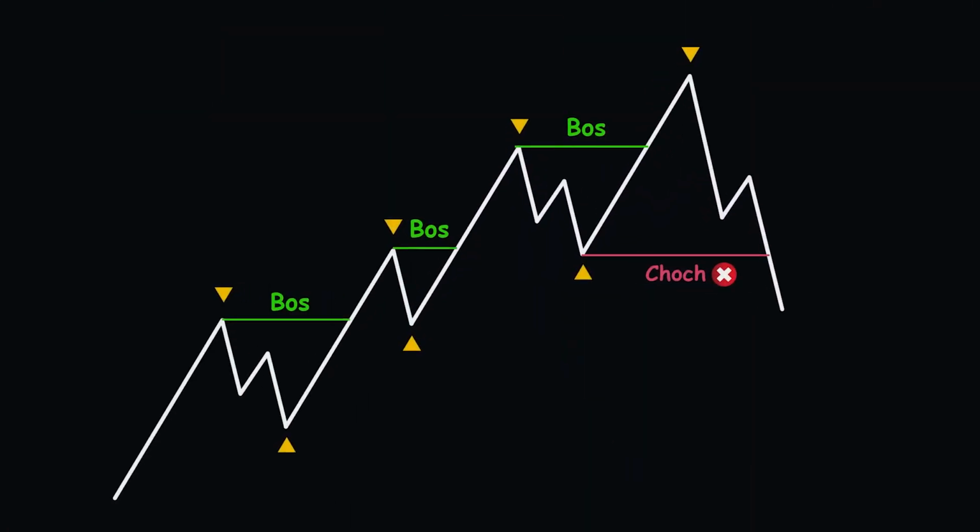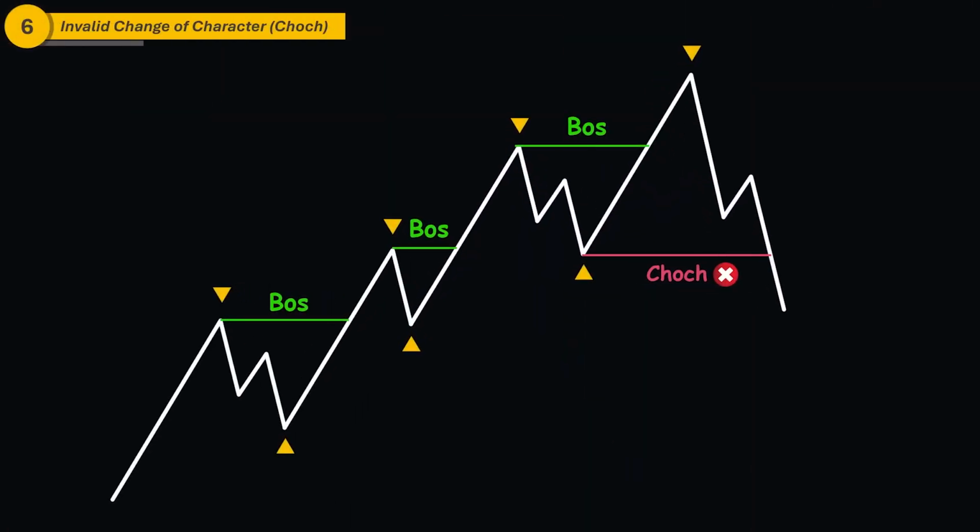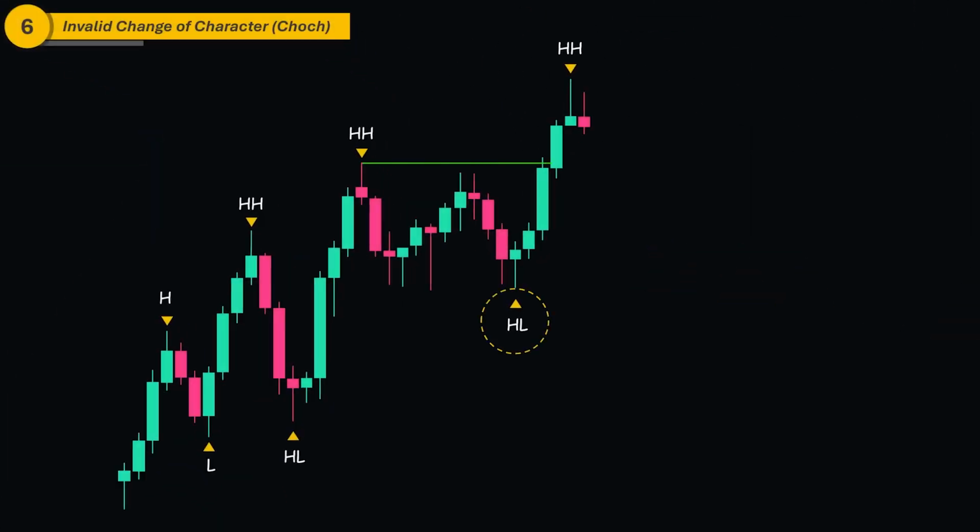The change of character is valid except in two common scenarios. Sometimes the market structure conditions make these changes invalid. Let's break this down step by step. Right here, we have a major swing low that triggered this breakout. A break below this level might seem like a valid change in character. However, if you look at the left-hand side, you'll notice something important.